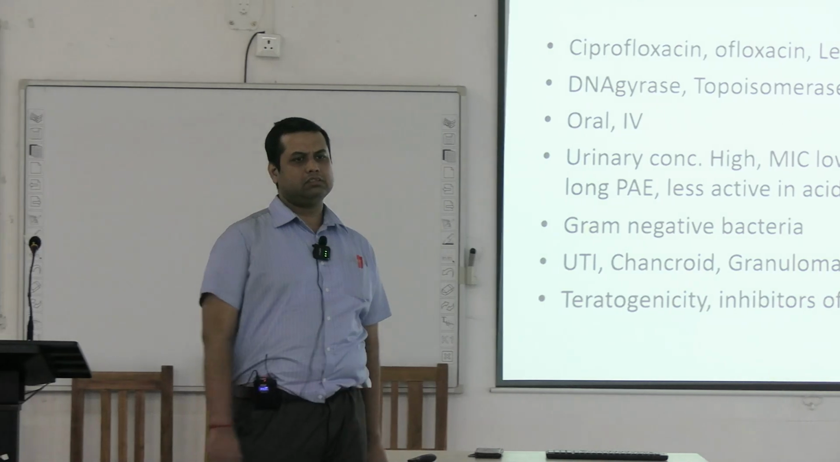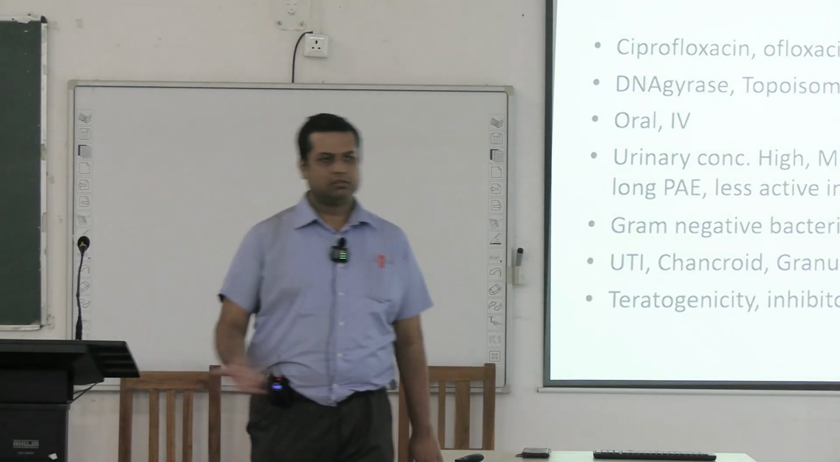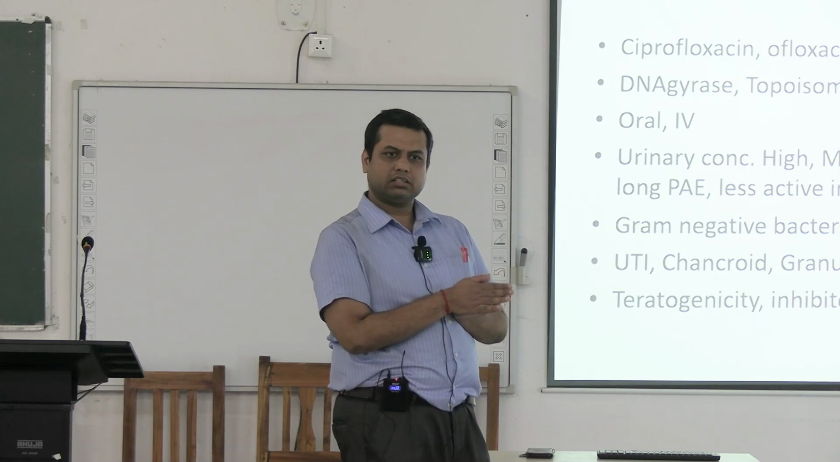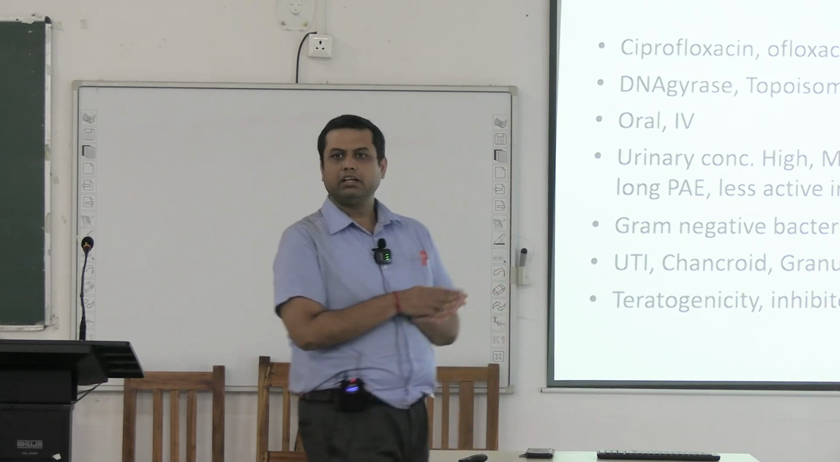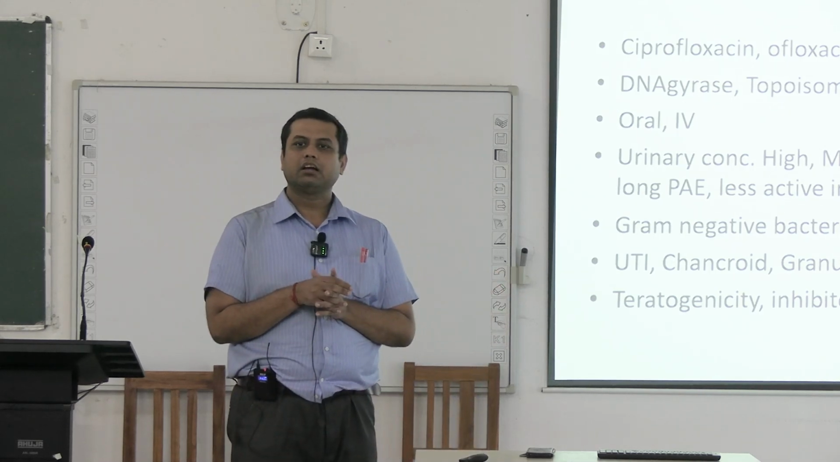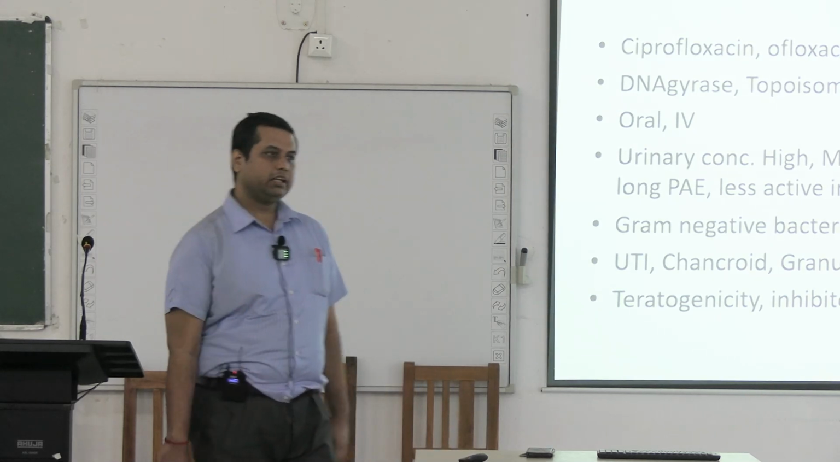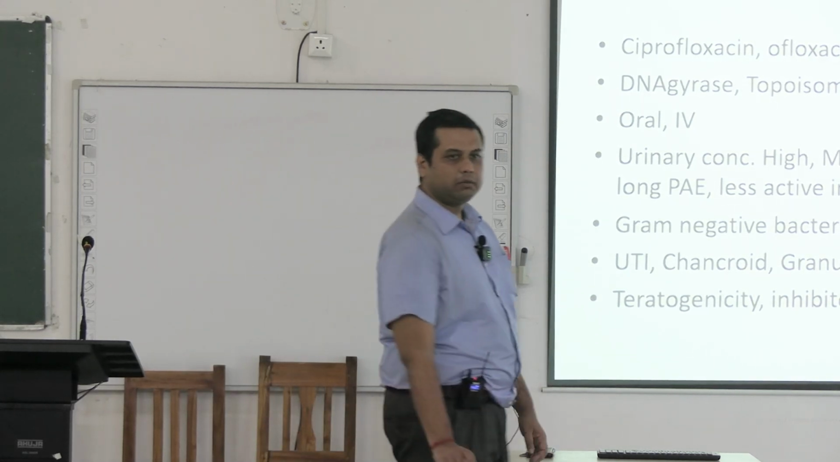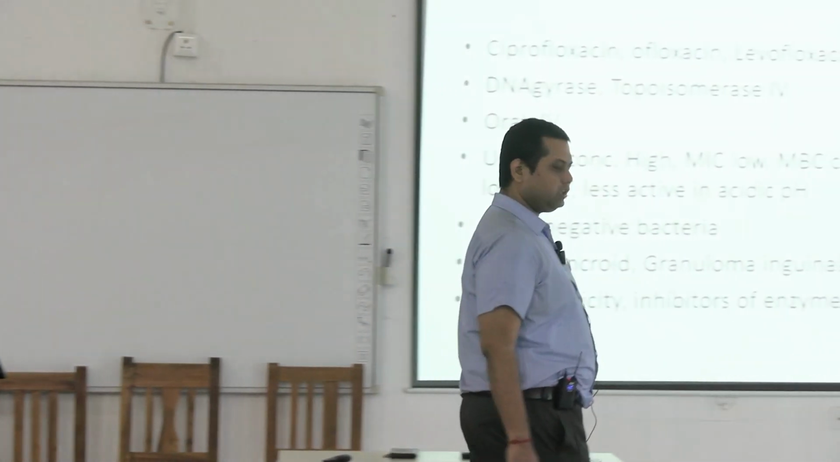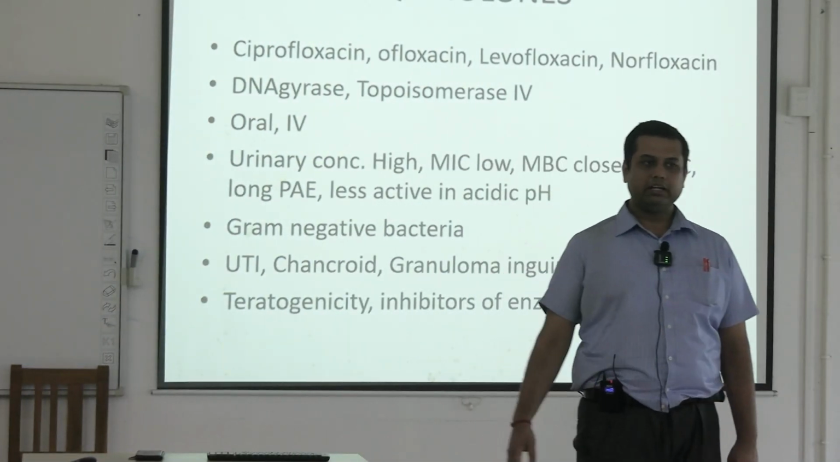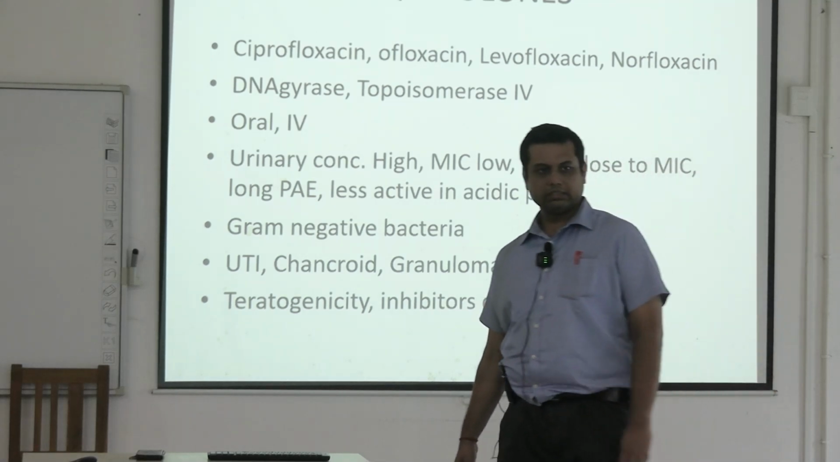By giving something which is acidic. Ascorbic acid, vitamin C. You acidify urine. Alkalization, bicarbonate. Different antibiotics have sensitivity in different pH. So accordingly you need to modify the pH to suit that antibiotic.